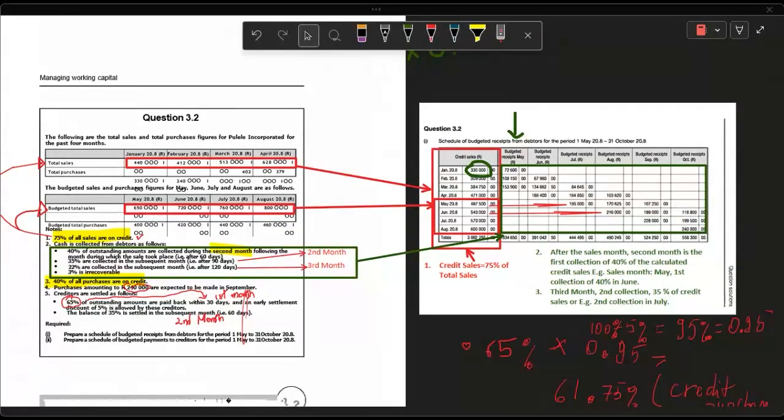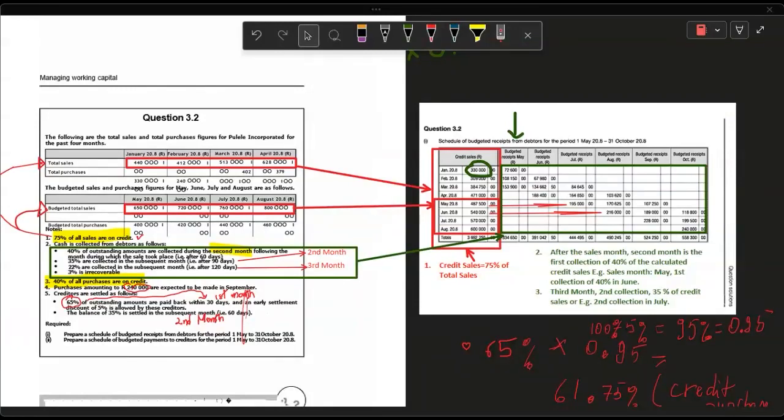Now, we are in May. We need to skip June. In July, we need to pay 40%. So we're going to calculate now 40% of this, 195. Here you can see in July, 195. What is going to happen in August? We're going to pay 35% of this 487,000. That's what we're going to pay.